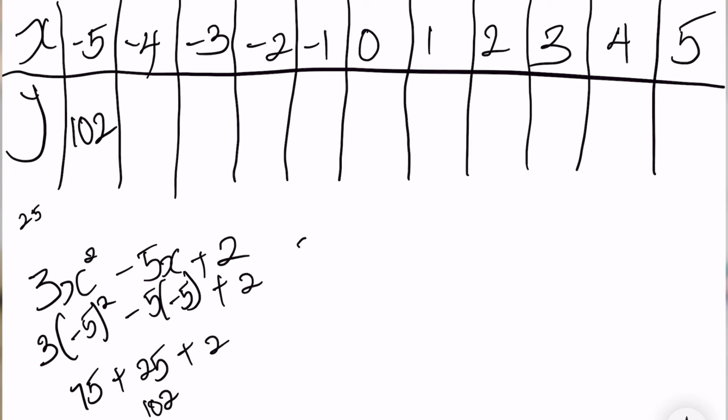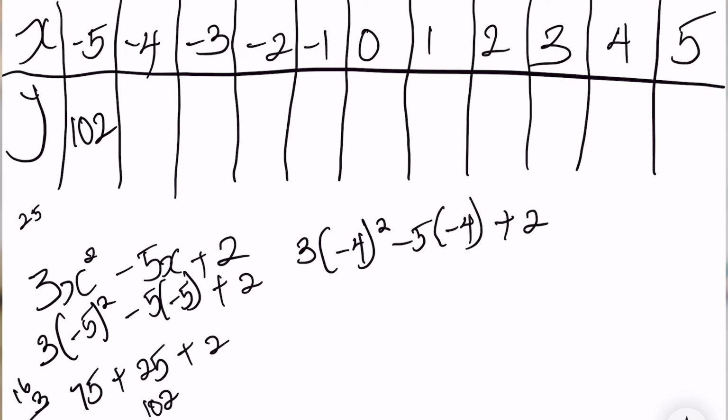For minus 4, we have 3 into brackets minus 4 squared minus 5 into brackets minus 4 plus 2. 4 times 4, we have it to be 16. So 16 times 3 is 48. We have here 48 plus 20 plus 2. So we have 68 plus 2. We have here to be 70.